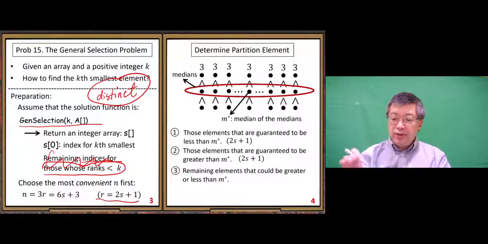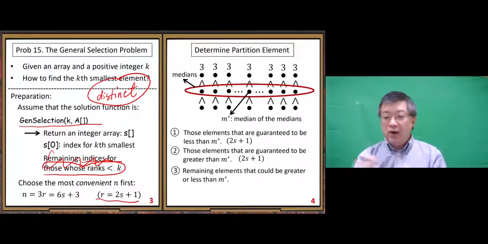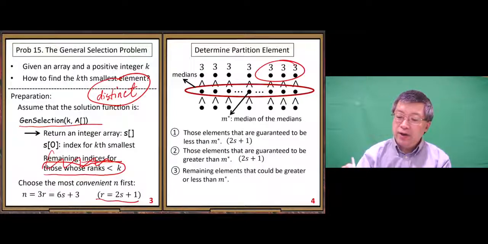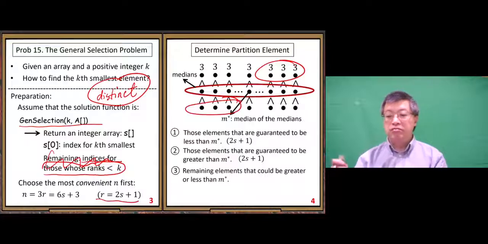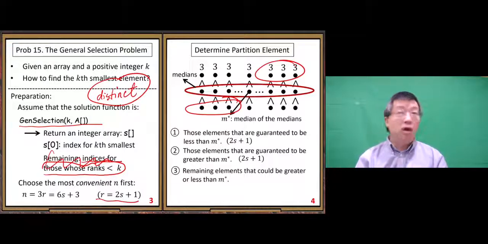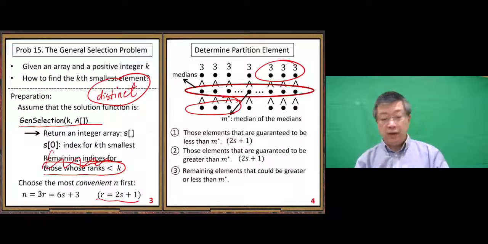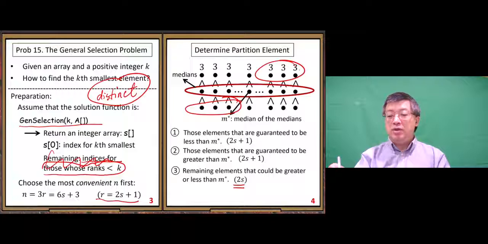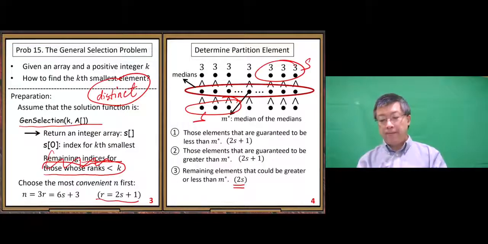Step 3, remaining elements. Those here, those there, these two circles, greater than or less than, we don't know. Could be greater than, could be less than. We don't know. Those, there are 2s, those elements. S the circle, S the circle. So 2s.